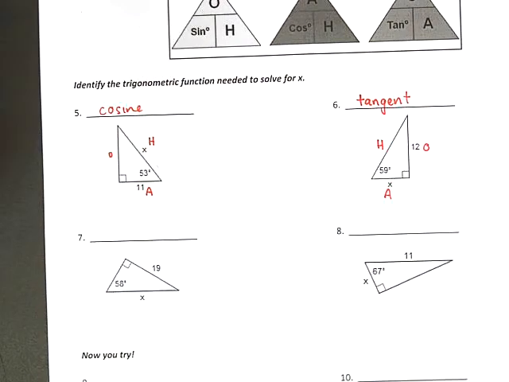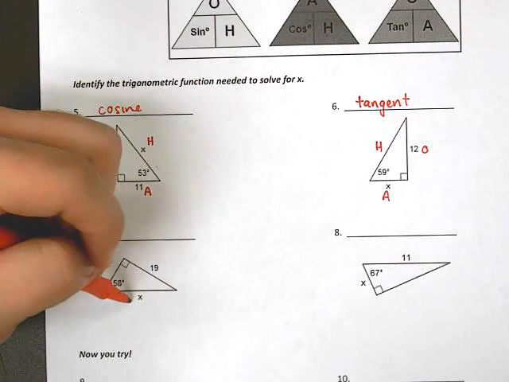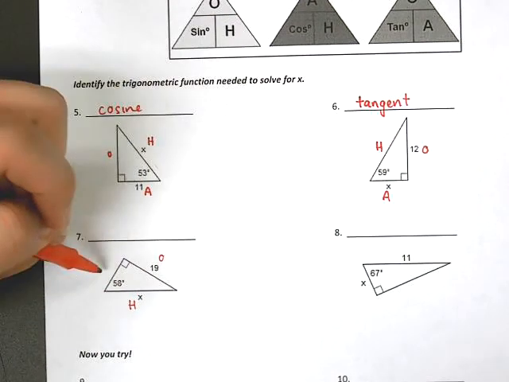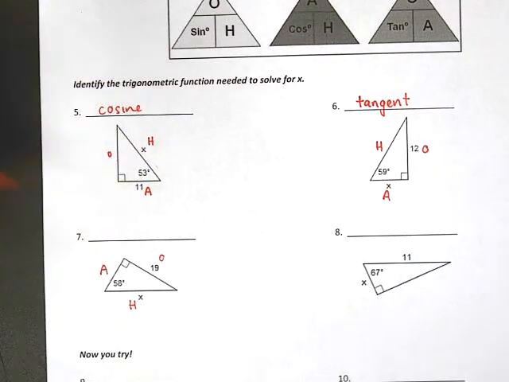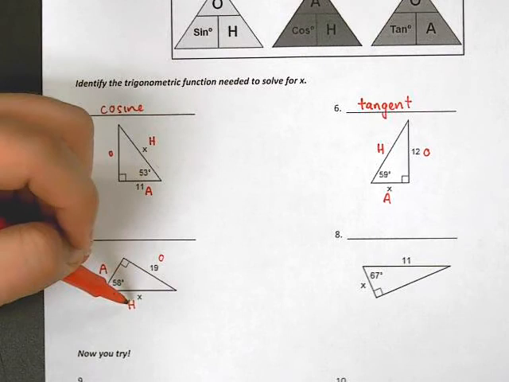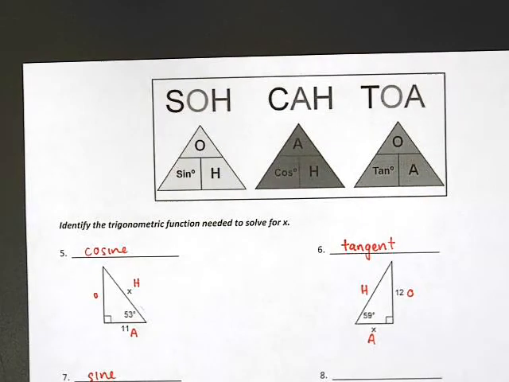Alright, let's do 2 more, then we'll call it. Okay, 58 degrees. Across from the right angle is my hypotenuse. Across from the 58 is my opposite leg, and then the leg that's next to it is adjacent. Okay, so I have opposite. I'm looking for hypotenuse. OH, sine.